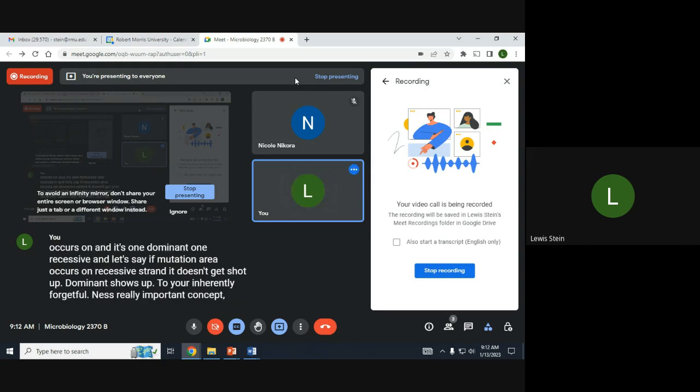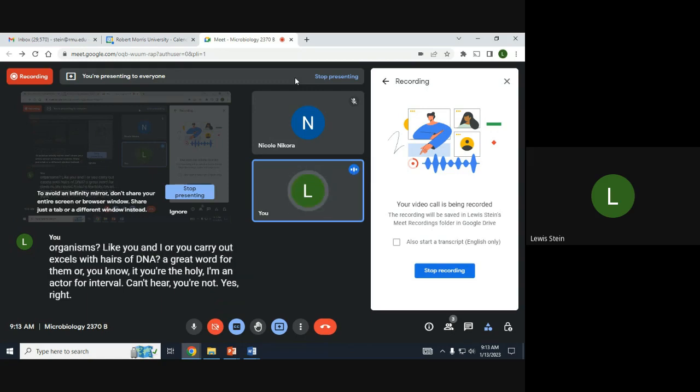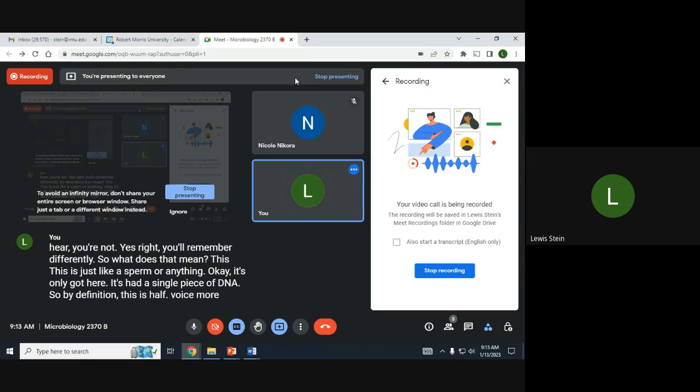What do we call organisms like you and I, or eukaryotic cells with pairs of DNA? A great word for them, you already know it. They're called diploid. Remember that? Ringing a bell? We all remember diploid. So what does that mean with this? This is like a sperm or an egg. It's got a single piece of DNA. So by definition, this is haploid. That means it's much more subject to genetic mutation. Good primer.